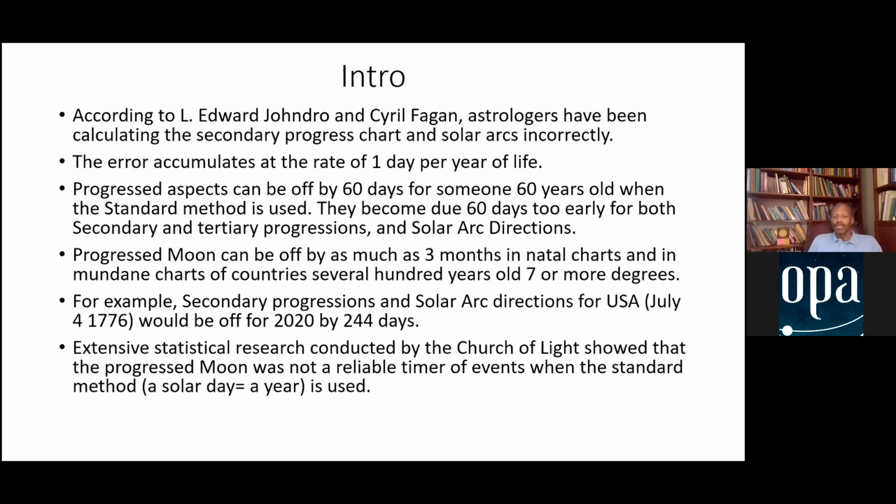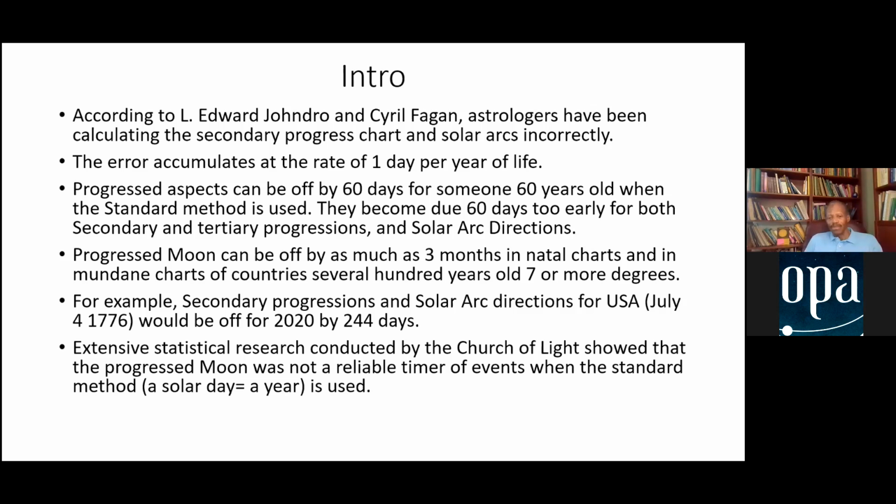And in mundane charts of countries several hundred years old, they can be off by 7 or more degrees. For example, if you were to do secondary progressions and solar arcs for the USA chart, the US being born in 1776, the calculations for 2020 would be off by 244 days. That's about 8 months.